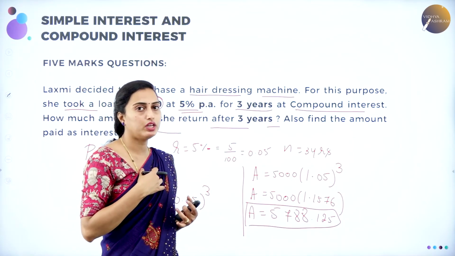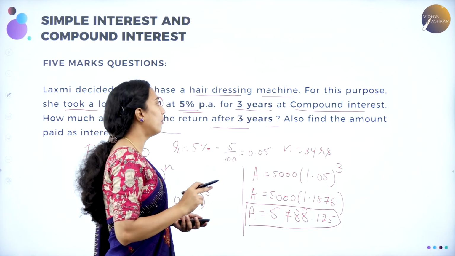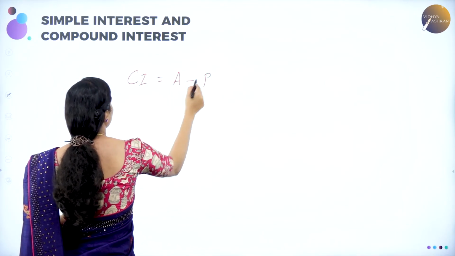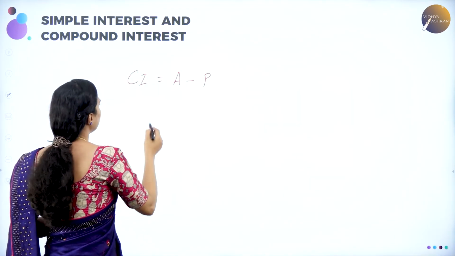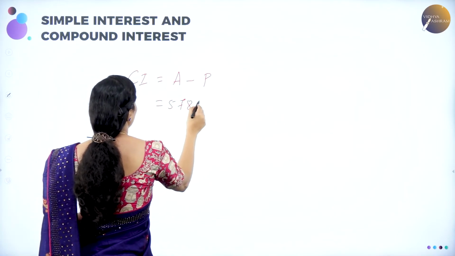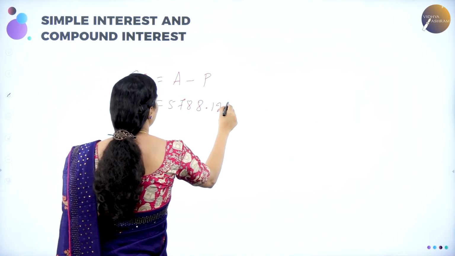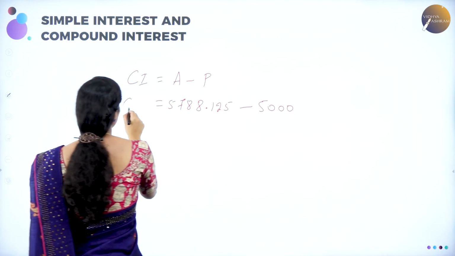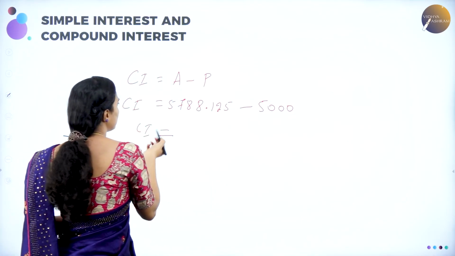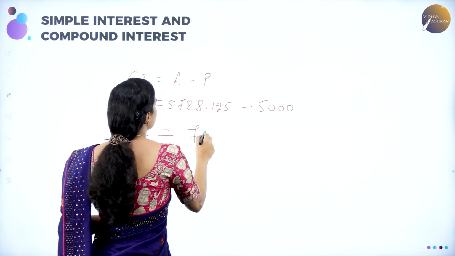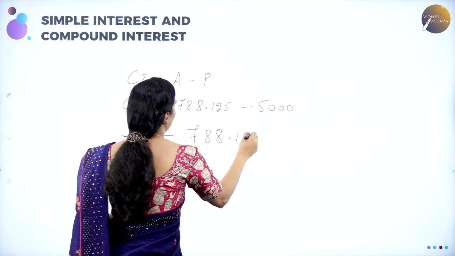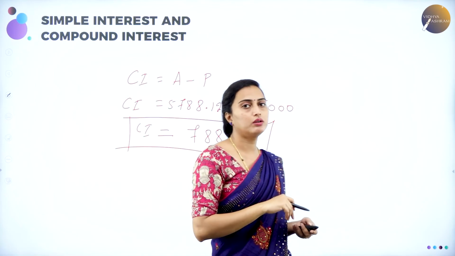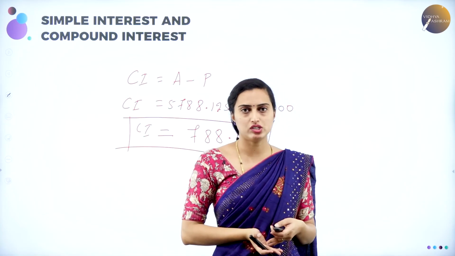Now what do we need to find out? We need to find out the compound interest also. So compound interest is given by the formula CI is equal to A minus P. What is A? You are going to have it as 5,788.125 minus principal amount 5,000. So that is CI. CI will be equal to, if you minus 5,000, the remaining is 788.125. So this much compound interest Lakshmi will pay for purchasing the hairdressing machine. Understood?